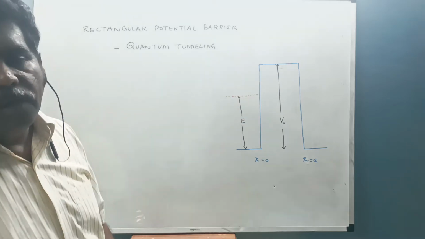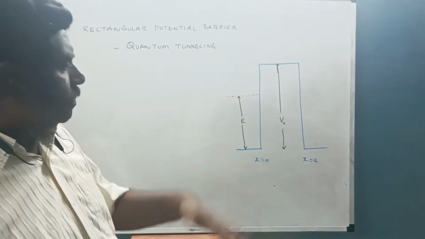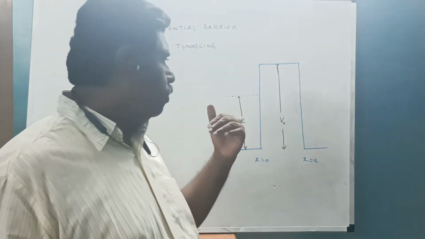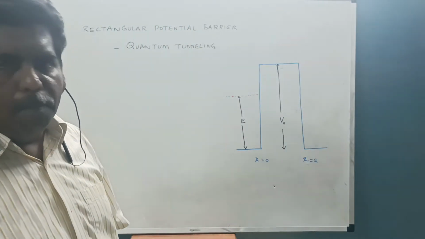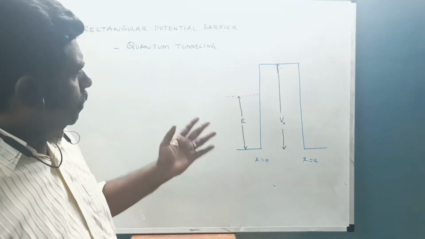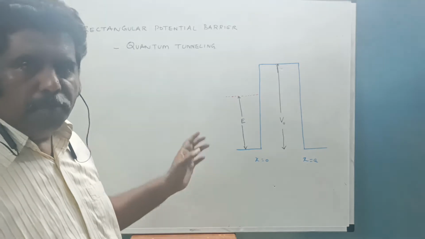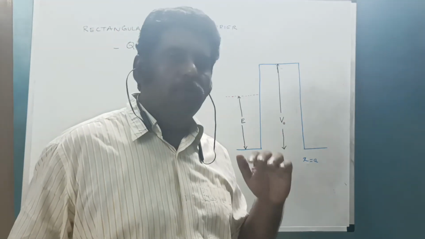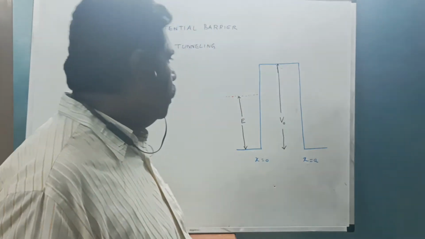Here is the energy. In the classical view, there is no probability for the particle to make its forward journey. Compulsorily, the particle should be reflected back. But in the case of the quantum view, there is some probability for the particle to make its forward journey without reflection by way of quantum tunneling.